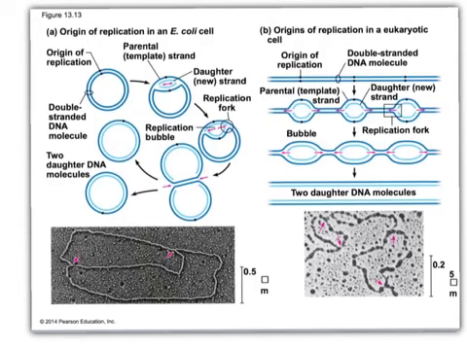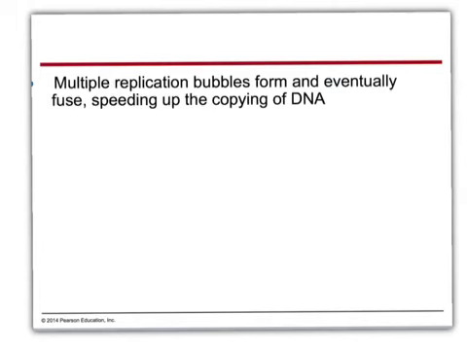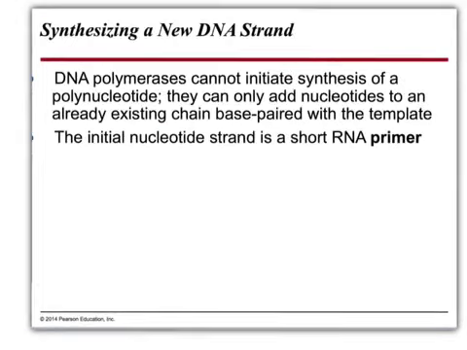So that's how eukaryotic cells overcome that size problem in terms of their genome. Questions on that? All right, so multiple replication bubbles form and eventually fuse, speeding up the copying of DNA.